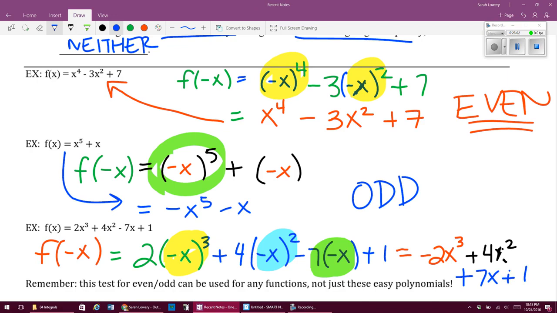So let's look at my original function. Did all the signs change? Some of them changed, but not every sign changed. And in order for this to be an odd function, every sign would have to change. So therefore, this one is neither. And that's it, guys.